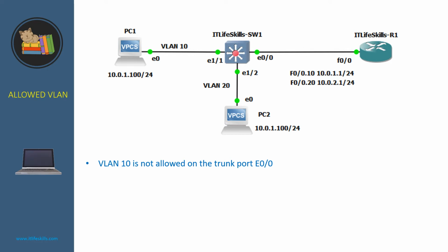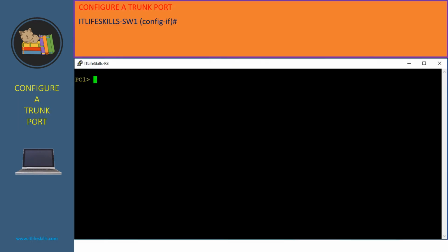The second issue is allowed VLAN. In this case, VLAN 10 is not allowed on the trunk. Therefore, when PC1 pings PC2, the frame will be dropped at the trunk. The solution is to configure IT Live Skill Switch 1 to allow VLAN 10 on the trunk.